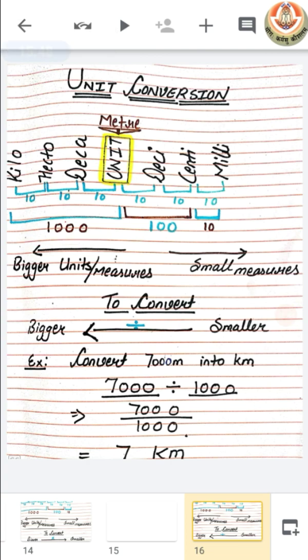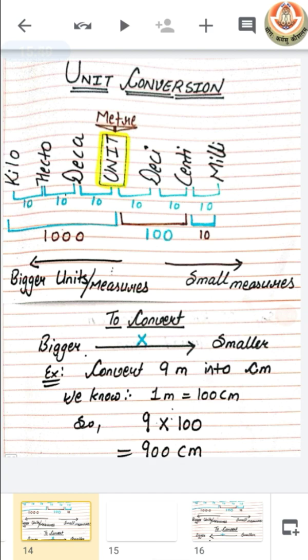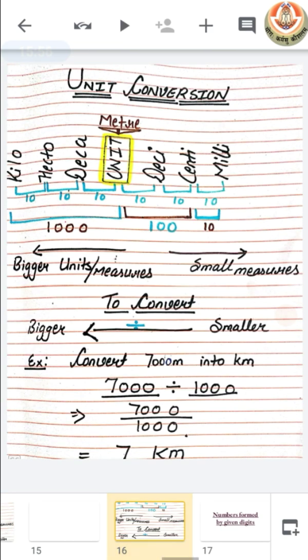And to convert a big unit to a small unit, we will use multiplication. And to convert a small unit into a big unit, we will use division.